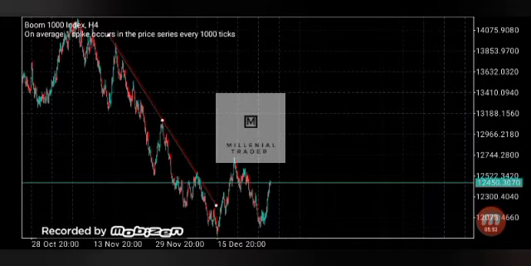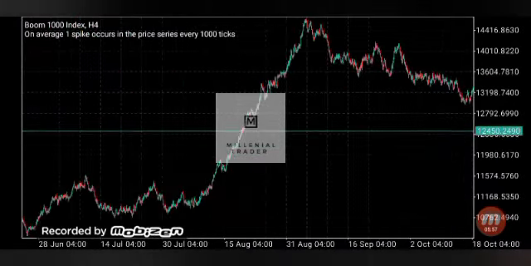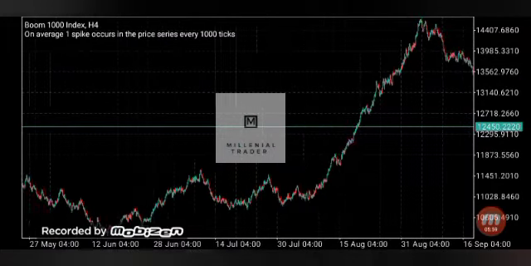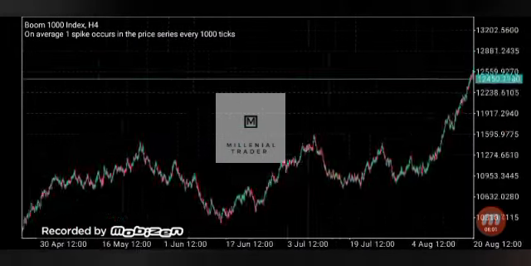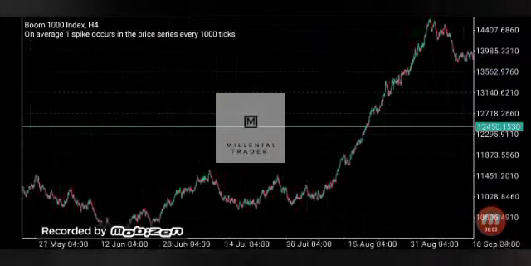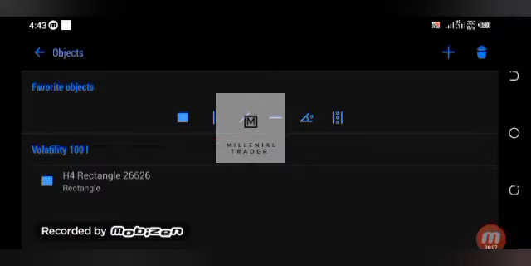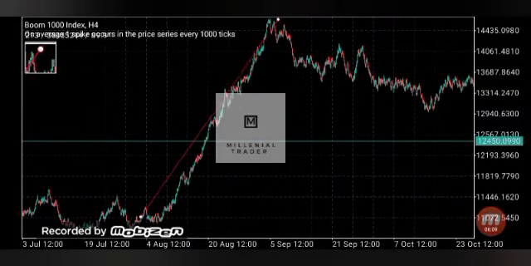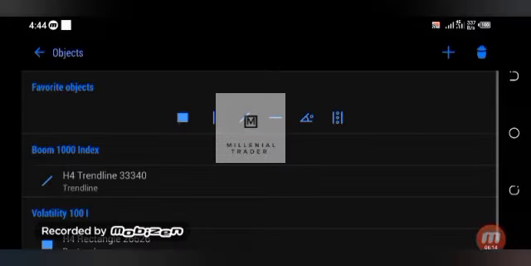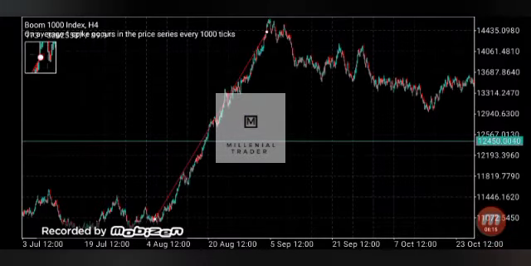I said I was going to show you what an uptrend looks like. So I think this is a massive uptrend. This is an uptrend. Why is it an uptrend?